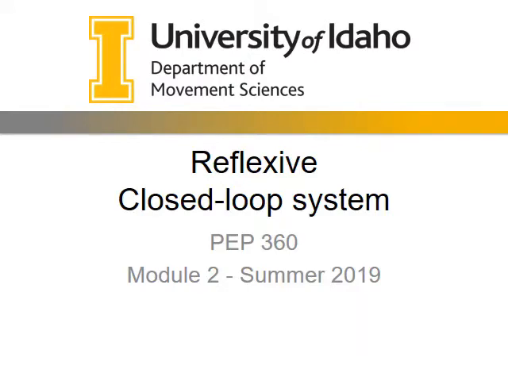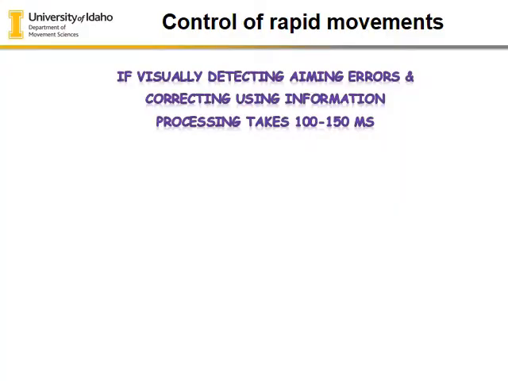So let's go further and talk about this reflexive closed loop system in the process. And really the idea is if you're using some sort of visual detection and feedback as far as your aiming errors and correcting the information, if you go all the way back up to the executive level and use information processing, it's going to take about 100 to 150 milliseconds at the quickest.